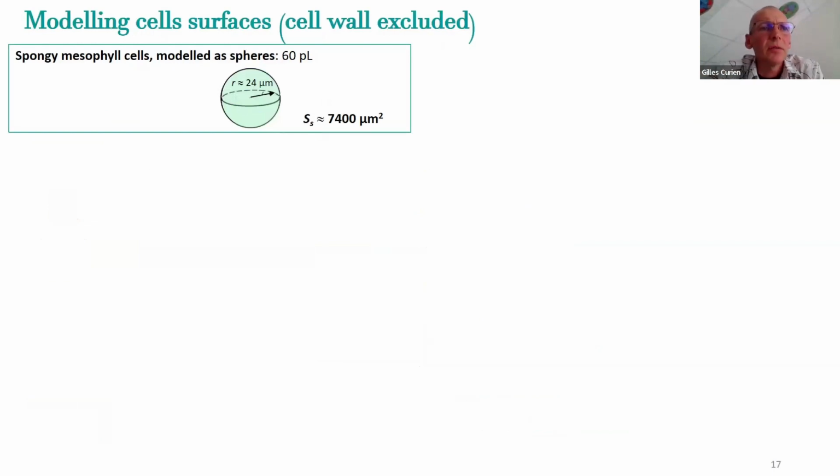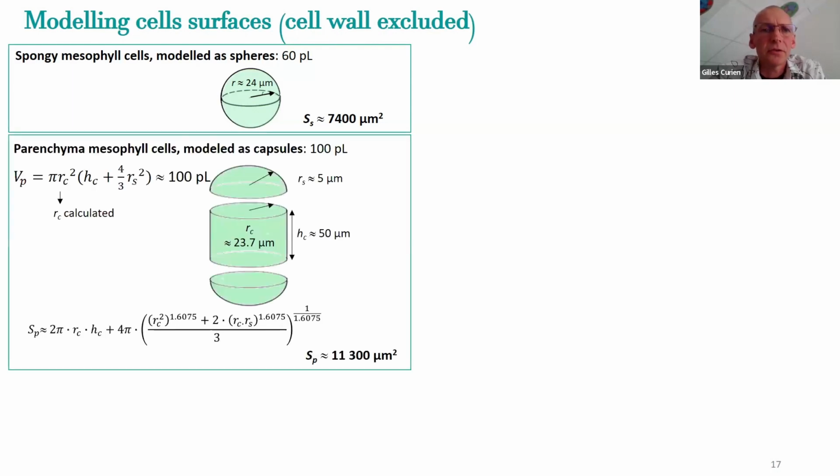Some more details on how we model cell surfaces, excluding the cell wall. We see the cell wall afterwards. For spongy mesophyll cells, we simply model them as spheres. We know the volume from Vuit's et al. study, so we can deduce the radius and then the surface.